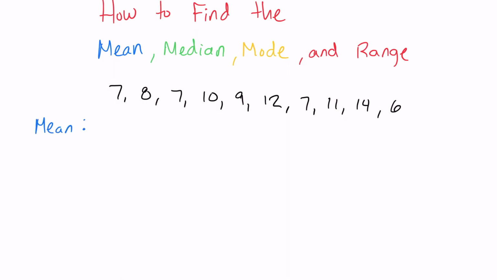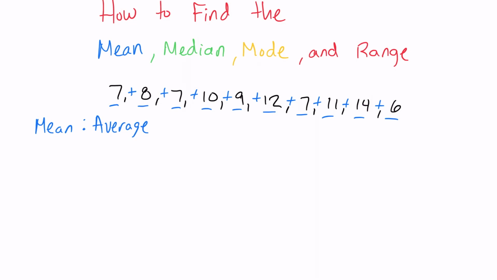When we talk about the mean, we're talking about the average number here, the average occurrence. So the mean is found by adding up all of our terms in our data and then dividing by the number of terms in our data. So what I need to do is add 7 to 8 to 7 to 10 to 9 to 12 to 7 to 11 to 14 to 6. I'm adding all of these terms up. And then I'm going to be dividing by how many numbers are in my data set. I have 1, 2, 3, 4, 5, 6, 7, 8, 9, 10 numbers. So I'm going to be dividing by 10 once I add everything up.